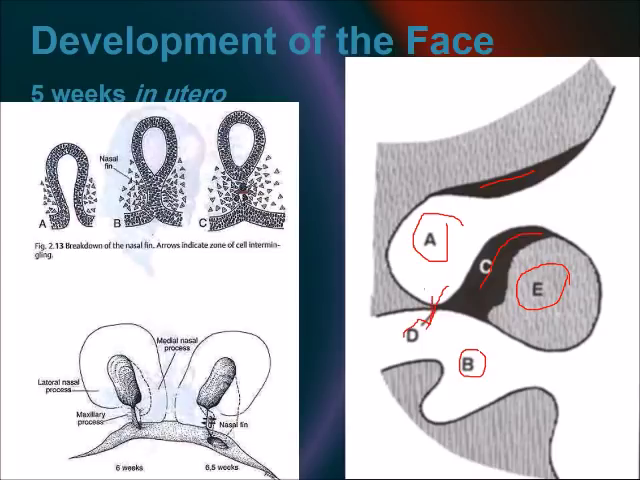By the end of the 5th week, this membrane will rupture, and then there will be a communication between the oral cavity and the nasal cavity. Here, as we said earlier, this is the medial nasal process, and here I have the maxillary process coming forward. This area in between, this is the nasal fin.